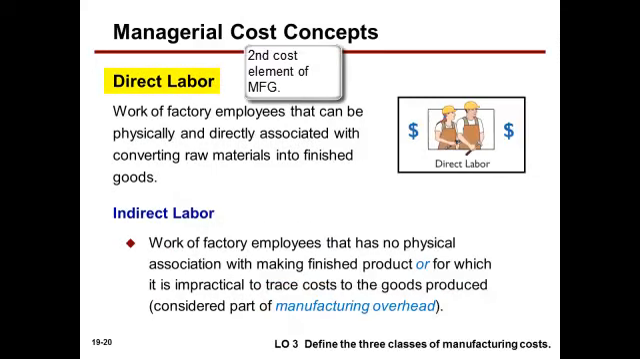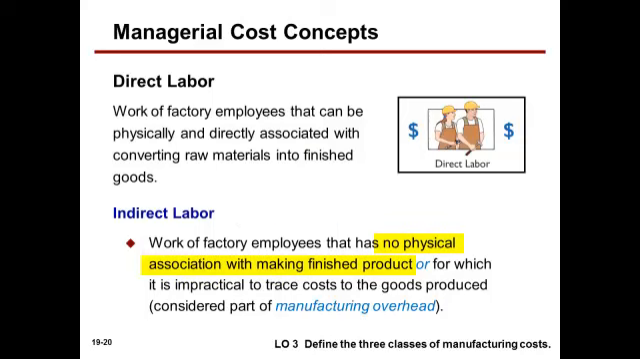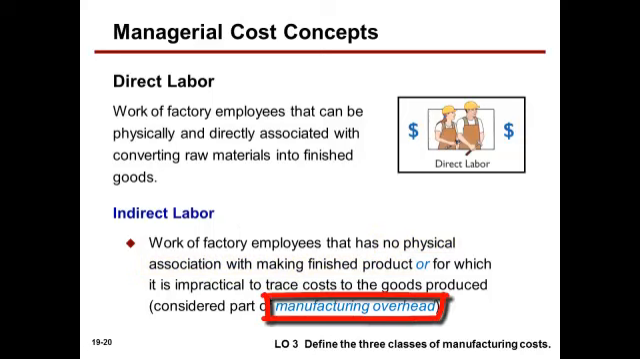Direct labor is the work of factory employees that can be physically and directly associated with converting raw materials into finished goods, such as assembly workers. This contrasts with indirect labor, the work of factory employees that has no physical association with directly making the finished product or for which it's impractical to trace costs to the goods produced. Indirect labor is considered part of manufacturing overhead.